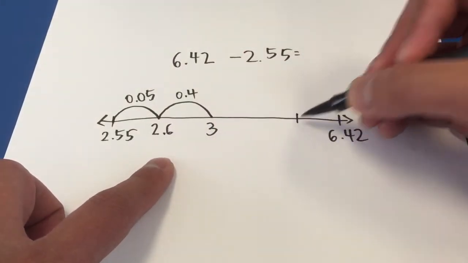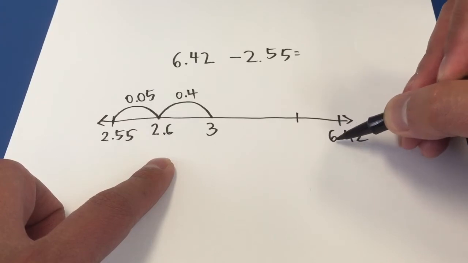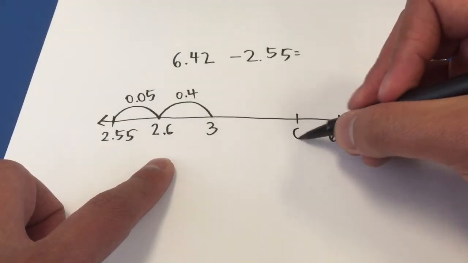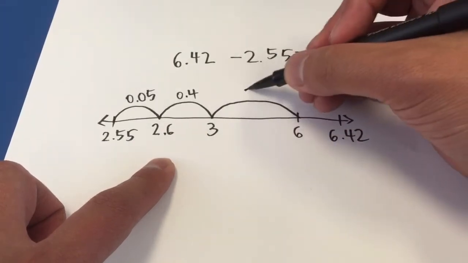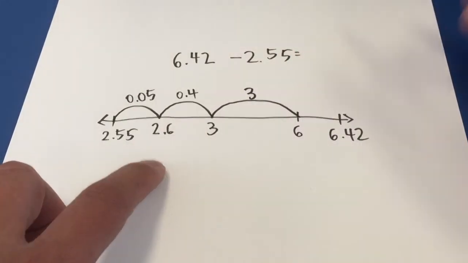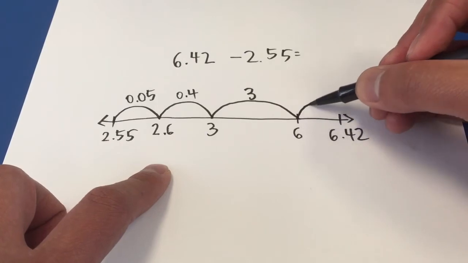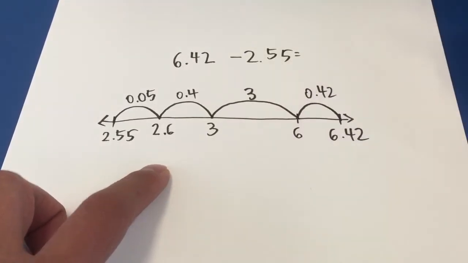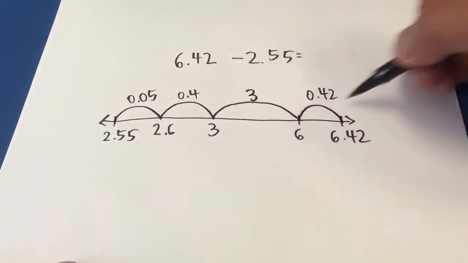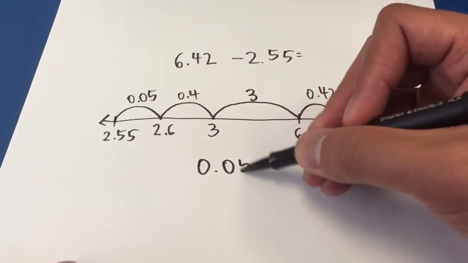Next I'm going to jump to my whole number that's before 6 and 42 hundredths here, which is 6. And that's a jump of 3 ones. And then my final jump, I can just jump straight to 6 and 42 hundredths, and that's a jump of 42 hundredths. Now to find my answer, I'm just going to add up all my jumps.